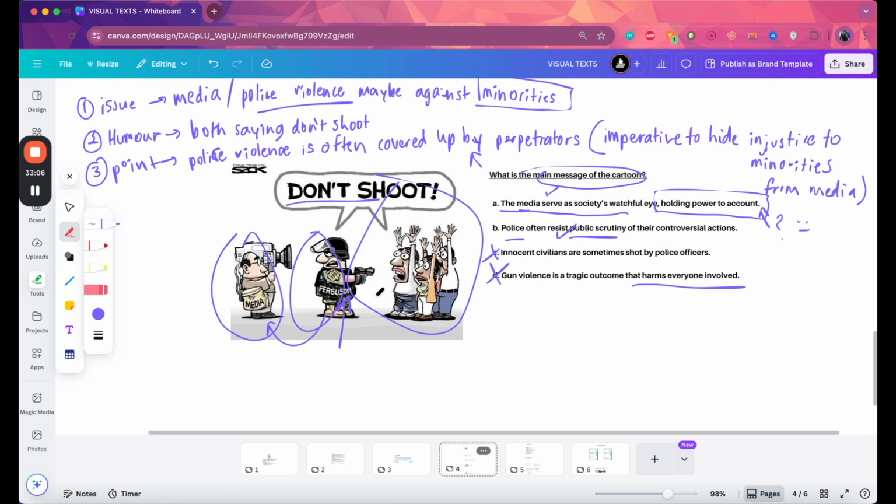I mean, obviously violence against minorities is controversial. I think that if I had to pick between A and B, I think B is more correct than A. So the main message is that the police are resisting public scrutiny of their controversial actions, rather than just being the media serving as a watchful eye, holding power to account. I feel like this is more specific to what's happening in the text, and therefore I would eliminate option A and I'd pick option B.